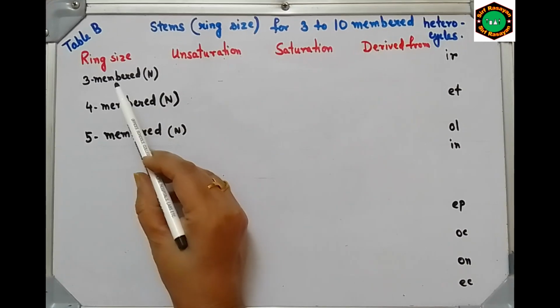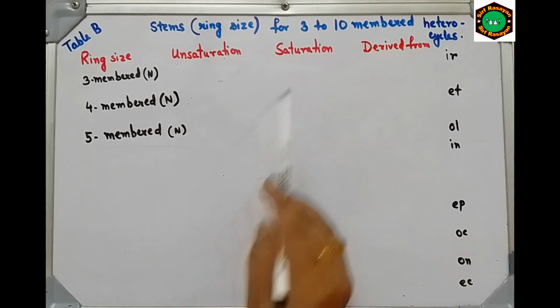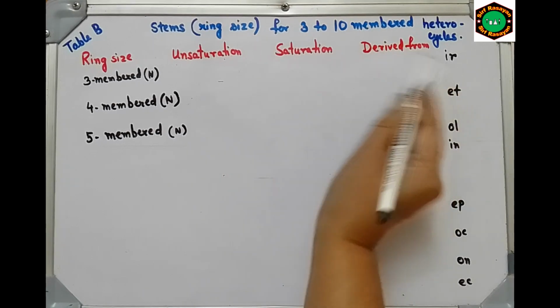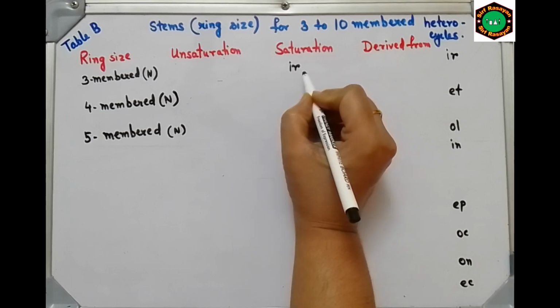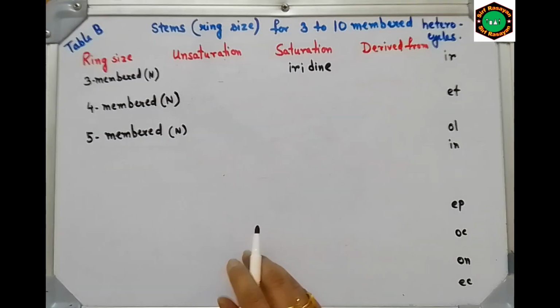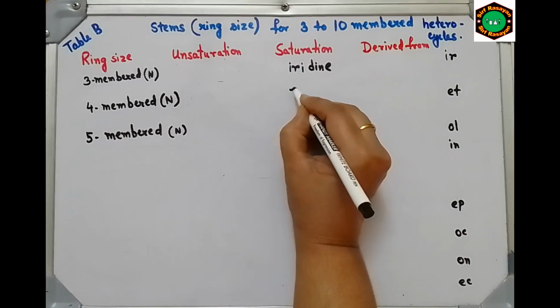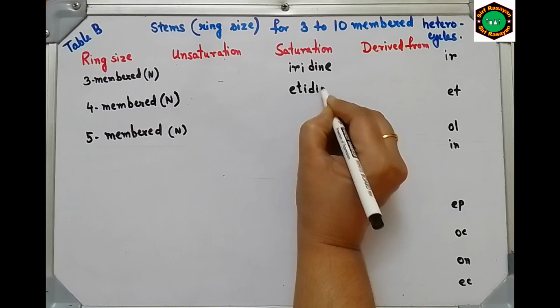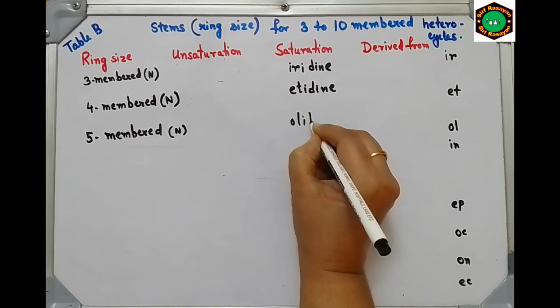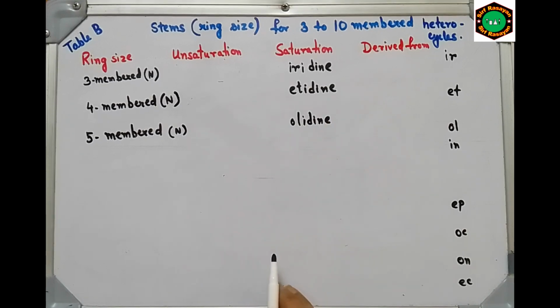Another thing you have to remember, for 3, 4, 5-membered rings having nitrogen, if you are having saturation, meaning multiple bonds are not present, then for a 3-membered ring with nitrogen we have to add IRIDINE, iridine. Or for a 4-membered ring with nitrogen, you have to add ETIDINE, etidine. And for a 5-membered ring with nitrogen, we have to add OLIDINE. So iridine, etidine, olidine. So using these stems and whatever prefixes I gave, we have to write the IUPAC name.